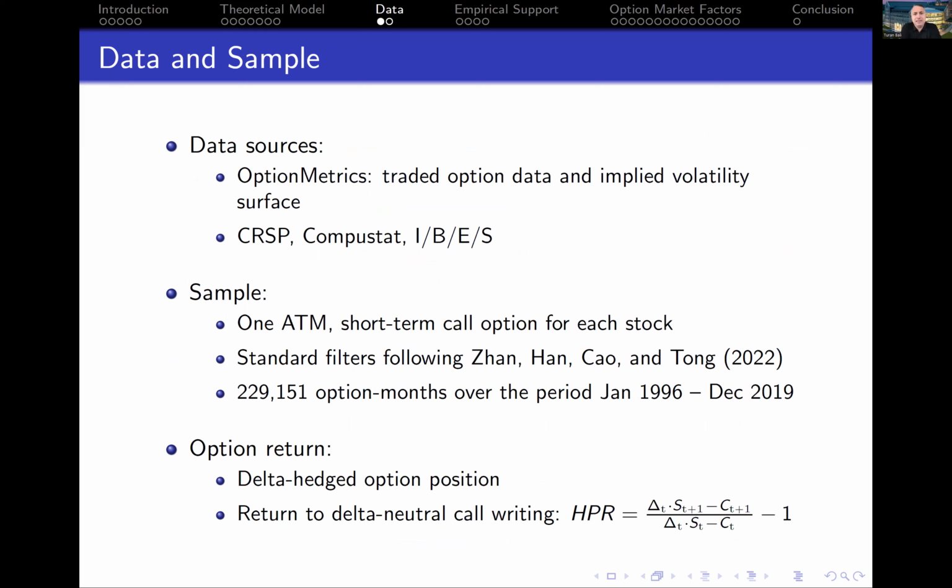So the data is standard OptionMetrics, 1996 to 2019, and we are relying on my co-author's RFS article on standard filters. So we have approximately 800 options per month. These are relatively liquid, optionable stocks. We pick one at-the-money, short-term call option. Average maturity is about 50 days. And we work with, as I said before, returns to delta neutral call writing, all right? So these are our monthly returns.